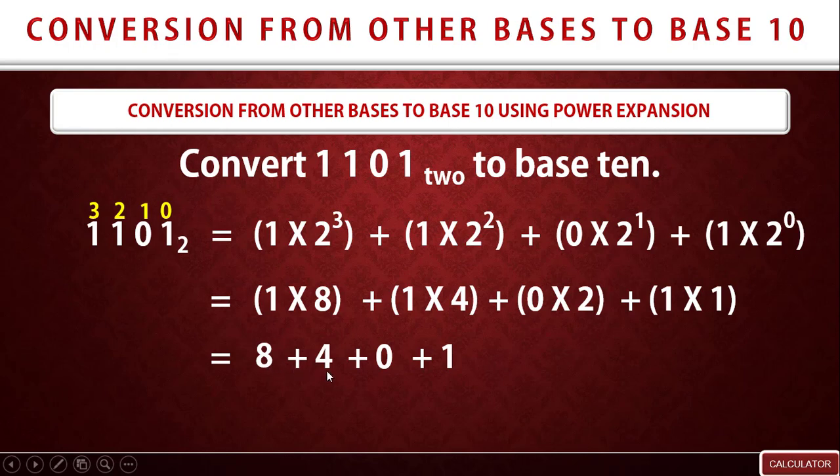8 plus 4, that gives us 12. Then plus 0, we still have 12. Then plus 1, and we have 13. So our conversion of 1101 in base 2 to base 10 gives us 13. So 13 is our final answer.